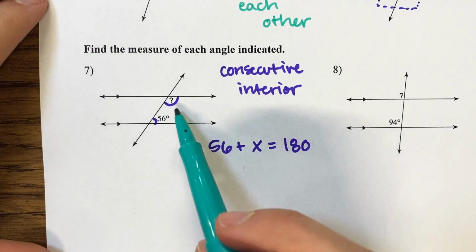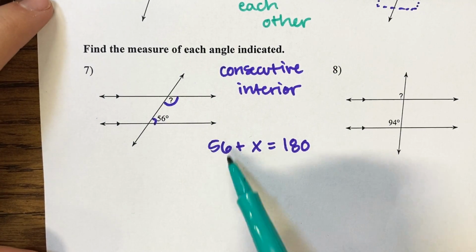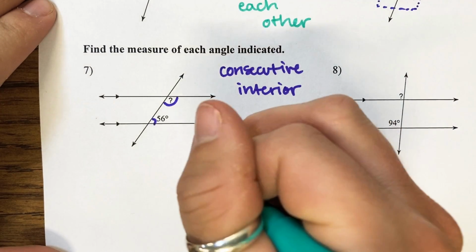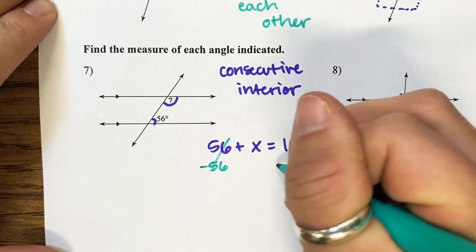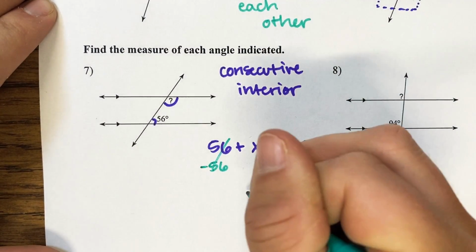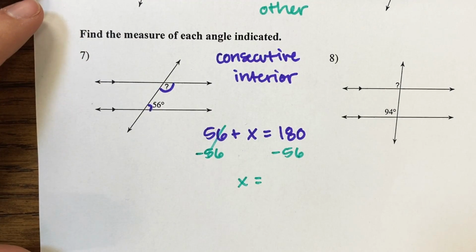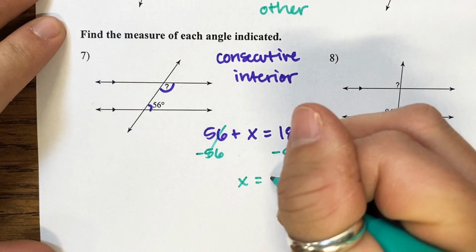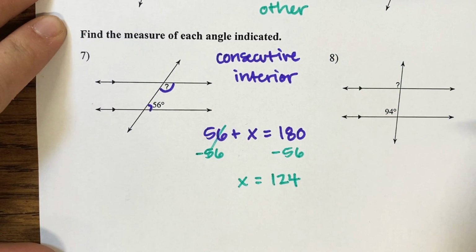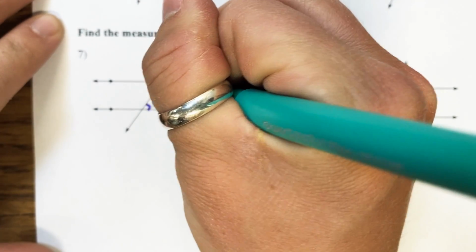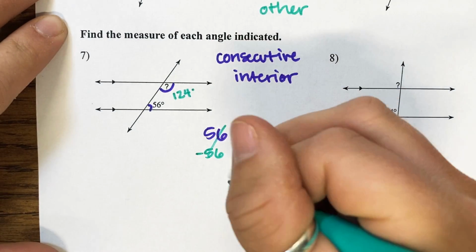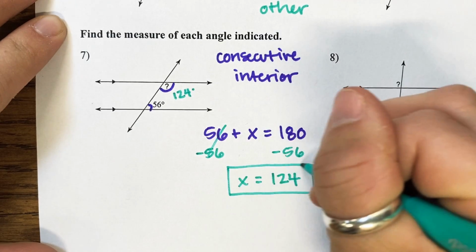How do we find what our missing angle is? What's the opposite of a positive 56? Subtract 56. So we get X all by itself over here. And what is 180 minus 56? We get 124. So we know that our missing angle was 124 degrees.